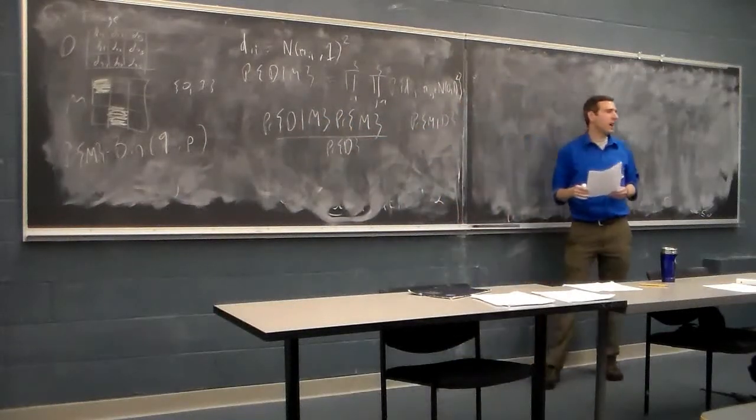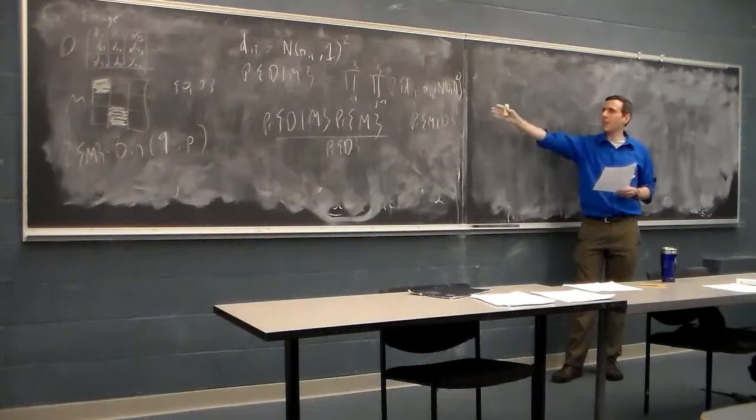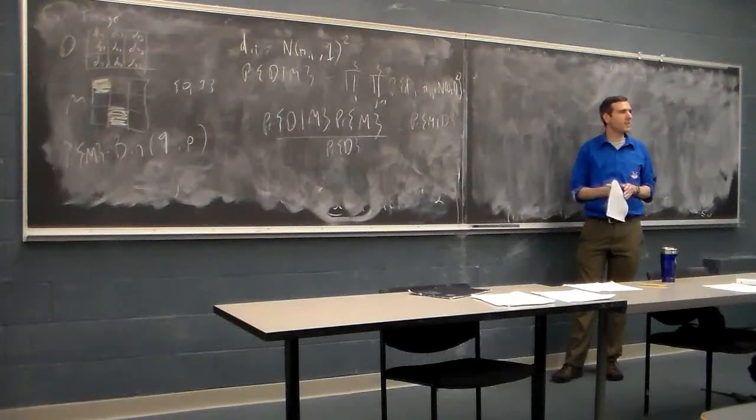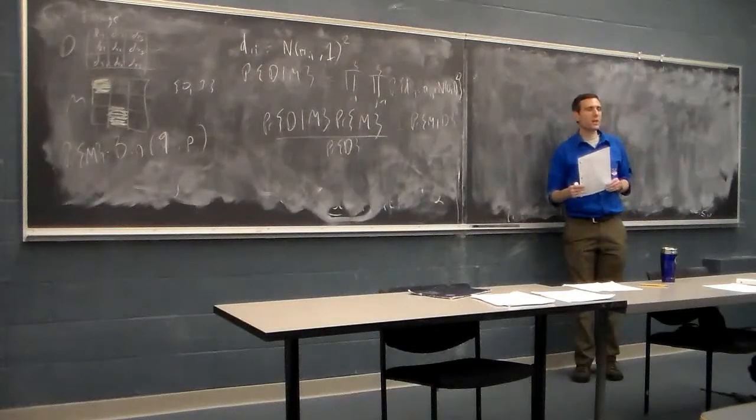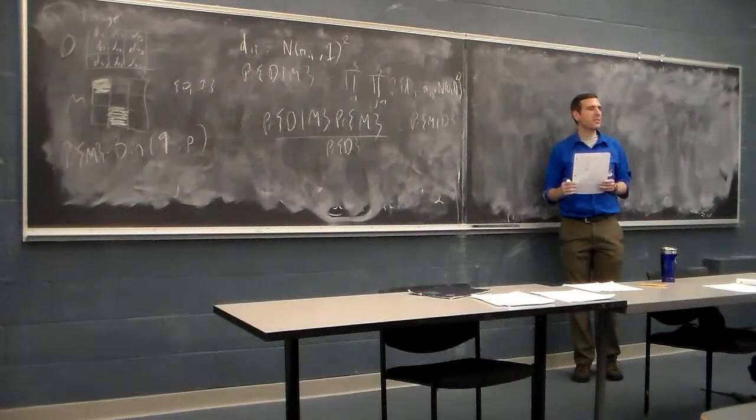So how might we do that? How could we come up with something that would sample over a probability density like this? What techniques do we have for sampling from complicated probability densities?